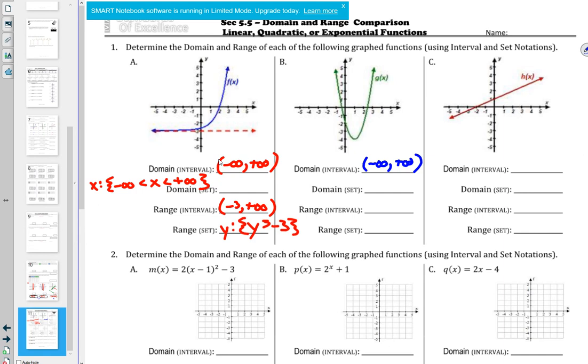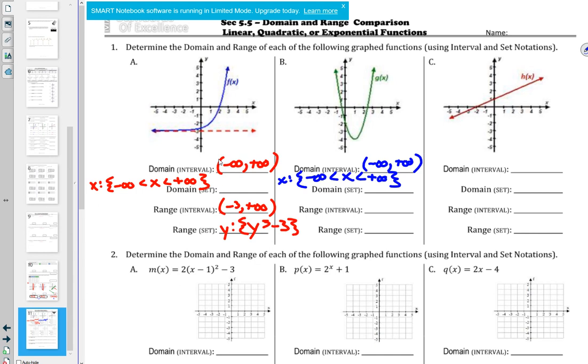What would the domain be in set notation? The same thing as it was on the last one: x, braces, negative infinity less than x less than positive infinity. That's just saying that all the x's are in between those two numbers. It's a different way of writing it. How about the range? Just like with exponential, the range is limited, but instead of an asymptote, what we have is a turning point.